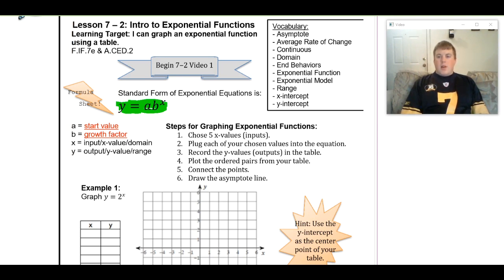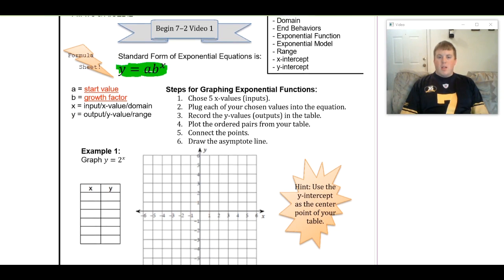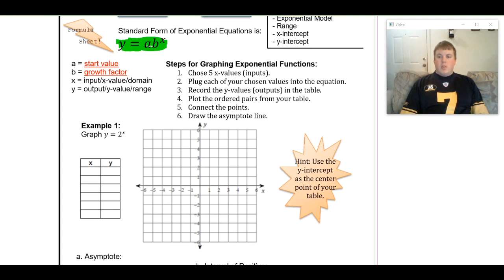So as far as graphing an exponential function, we do have an outline of some steps to follow. The first thing we're going to want to do is to choose 5 x values, inputs. When we have chosen those 5 values, we want to plug them into the equation that we're given to give us some y values. We'll record those y values in the table, and then we'll have some ordered pairs that we can graph. Once we have those ordered pairs, we will plot those on a graph. We'll connect the points, and then we will draw the asymptote line.